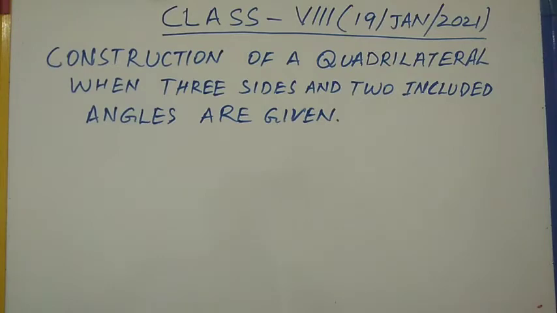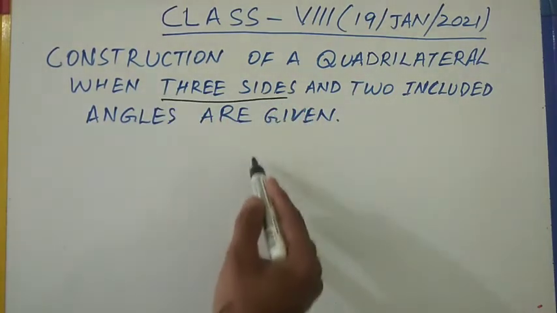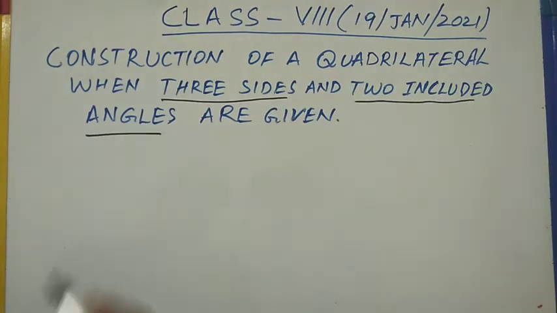Students, this is the revision of mathematics class for standard 8th, which you are going to watch on 19th January 2021. In this class, we are going to revise construction of a quadrilateral when 3 sides and 2 included angles are given.